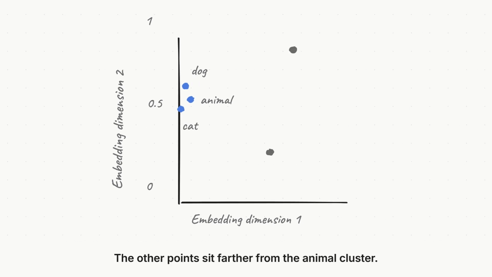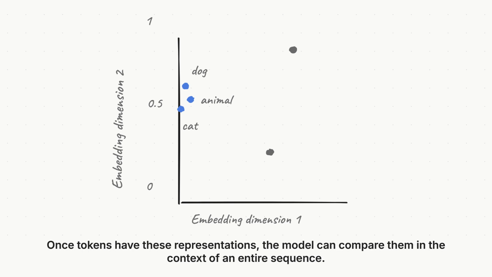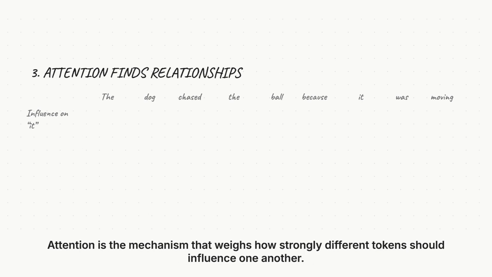The other points sit farther from the animal cluster. This does not create a dictionary definition. It creates a geometry of patterns learned from text. Once tokens have these representations, the model can compare them in the context of an entire sequence. An embedding gives a token a starting representation, but meaning also depends on nearby words.